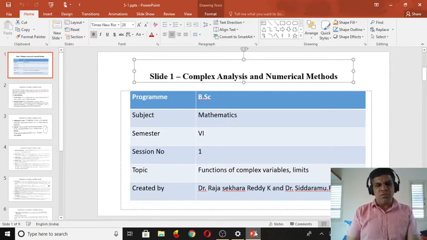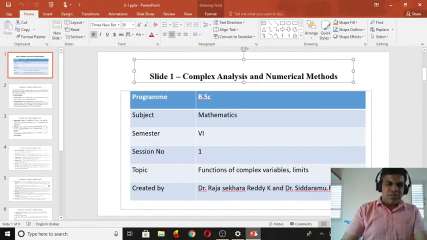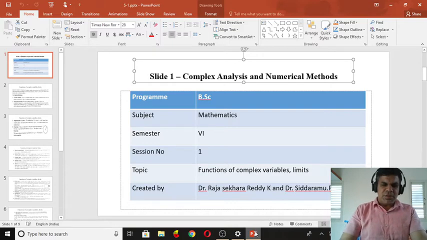What's a real number? We know that. The sum of two real numbers is a real number. The difference of two real numbers is a real number. The product of two real numbers is a real number. The division of two real numbers is a real number, whatever the conditions may be. The complex numbers are the extension field of the real numbers.